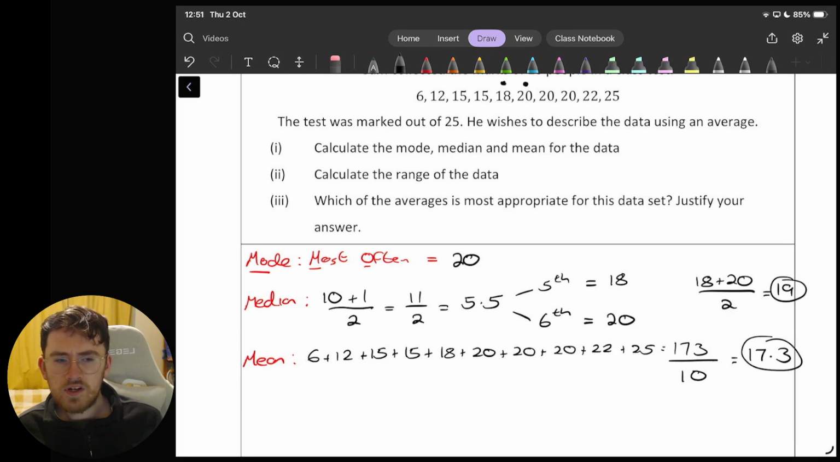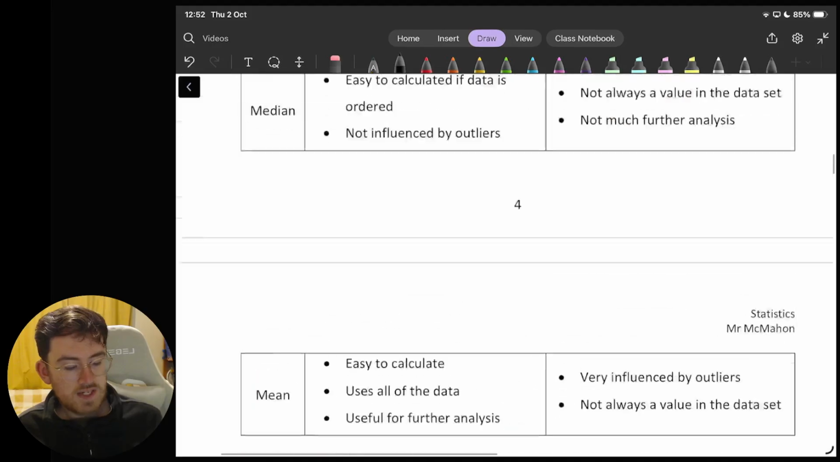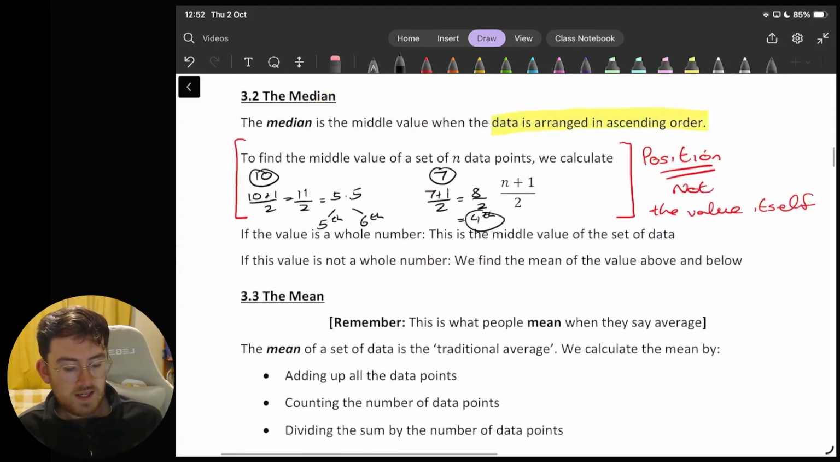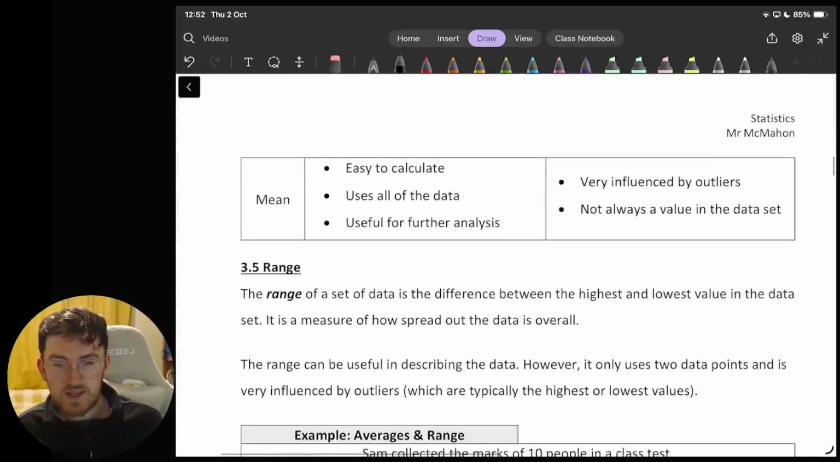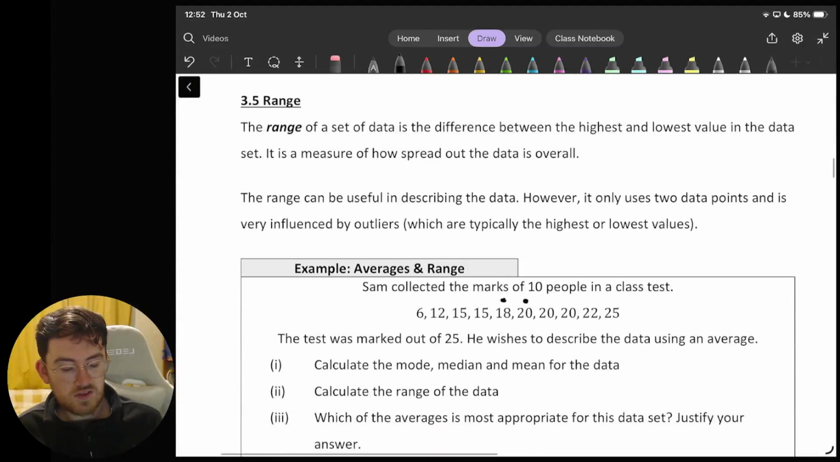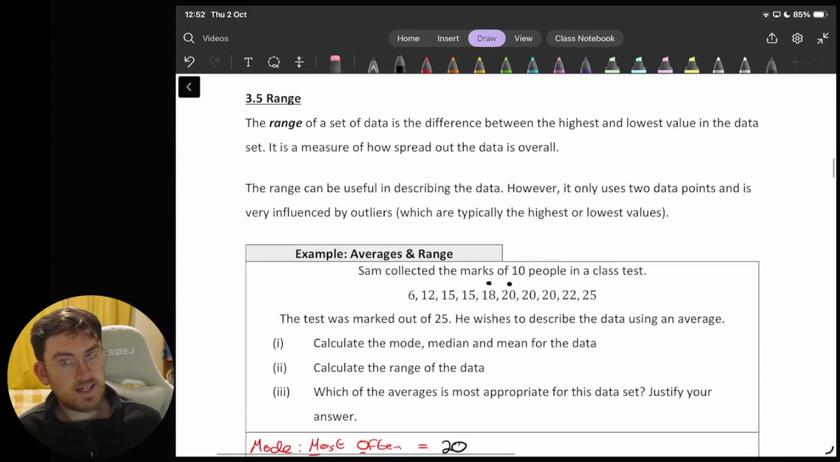So hopefully we're following the method in how we're calculating each of those averages, and we'll have a look then at how we would distinguish whether one is better for this data set than the others. So the next thing to consider would be variability. That would be looking at the range. So that's the next thing I want to look at.